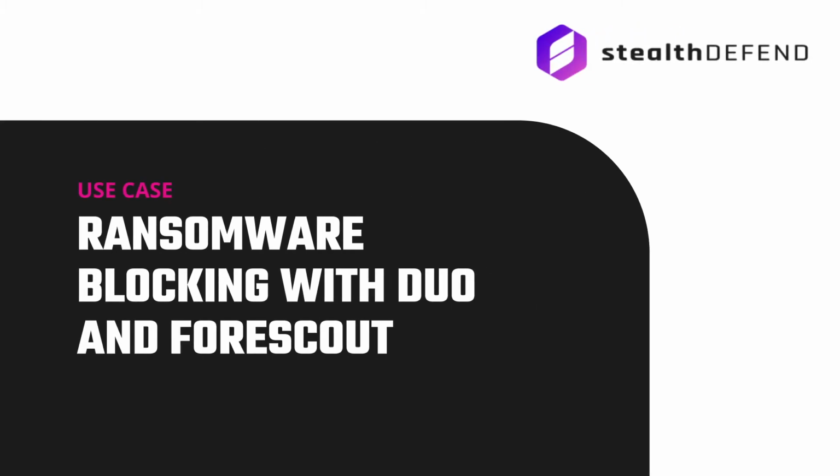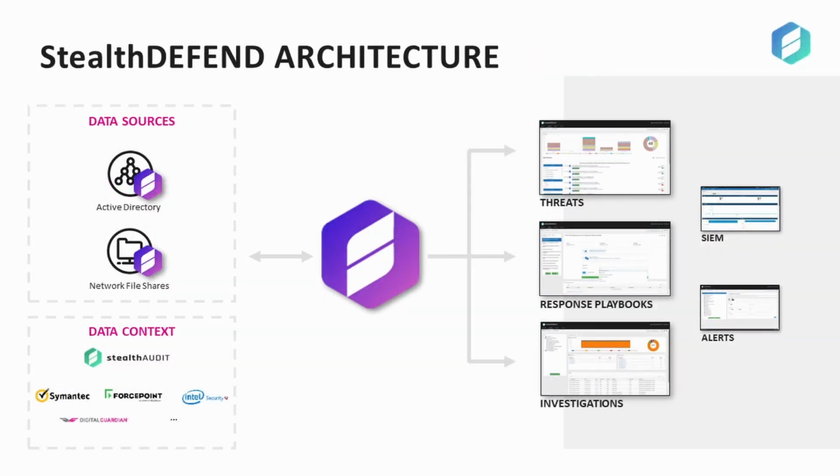In this video, we're going to be using Stealthbits StealthDEFEND in order to respond to a ransomware threat, blocking the activity with Duo and Forescout. This integration relies on Stealthbits ransomware threat detection capabilities, as well as the Stealthbits threat response playbook capability that enables us to run a series of action steps in response to the threat.